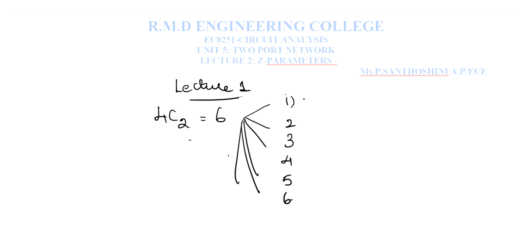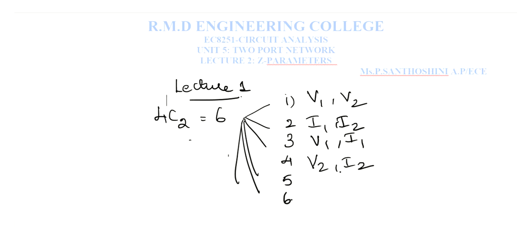So what is the first one? The combination is V1, V2 expressed in terms of I1, I2, or else V1, I1 and V2, I2, and the last possibilities are V1, I2 and I1, V2. So all the four letters have these combinations: V1 V2 in terms of I1 I2, V1 I1, V2 I2, V1 I2, and I1 V2.